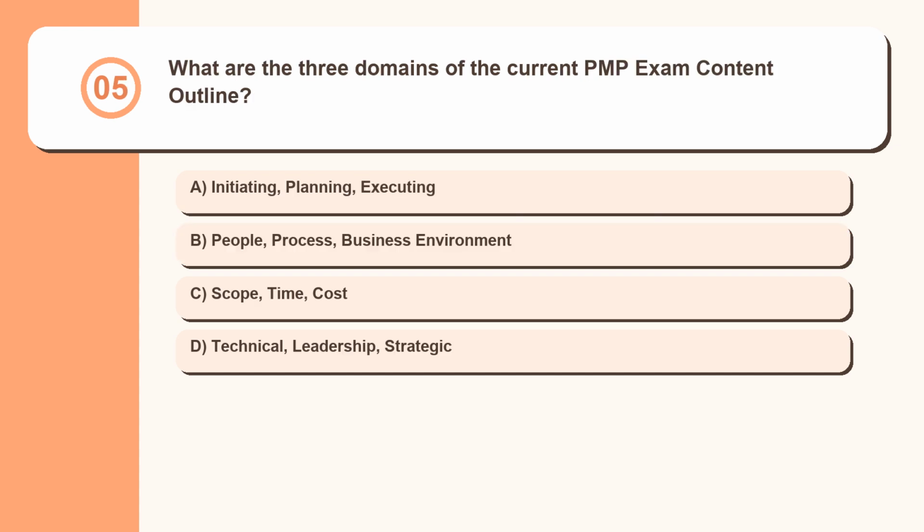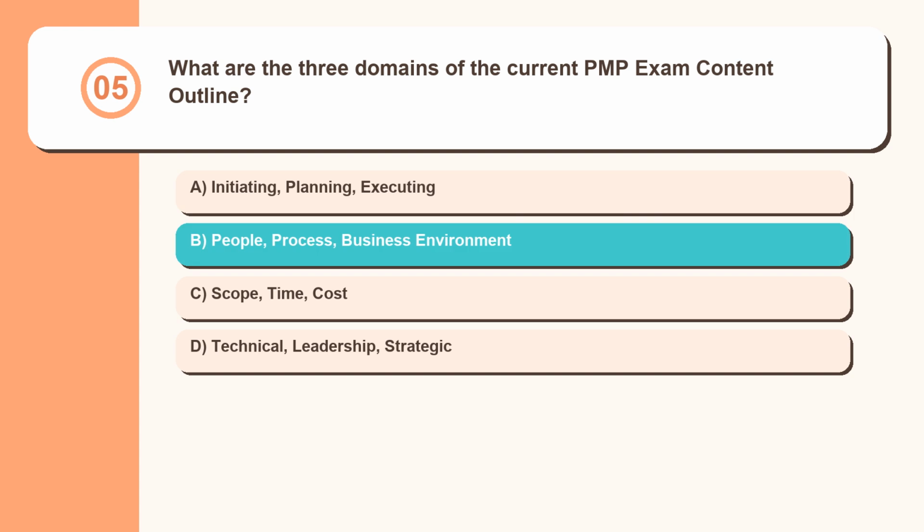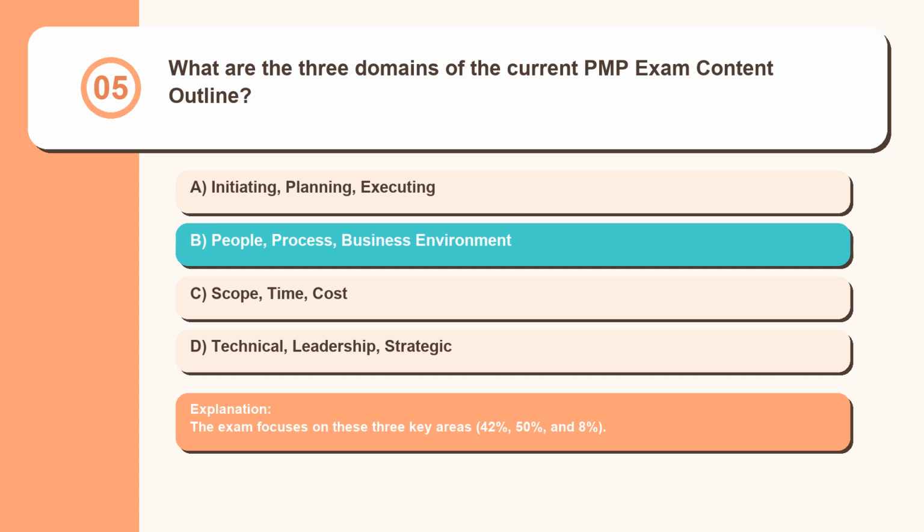Question 5. What are the 3 domains of the current PMP exam content outline? Initiating, planning, executing. People, process, business environment. Scope, time, cost. Technical, leadership, strategic. The exam focuses on these 3 key areas: 42%, 50%, and 8%.